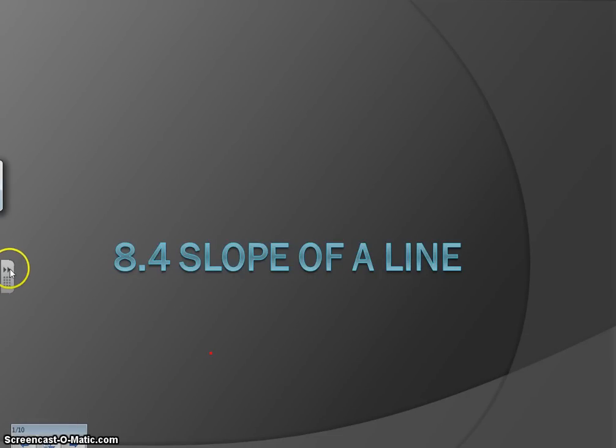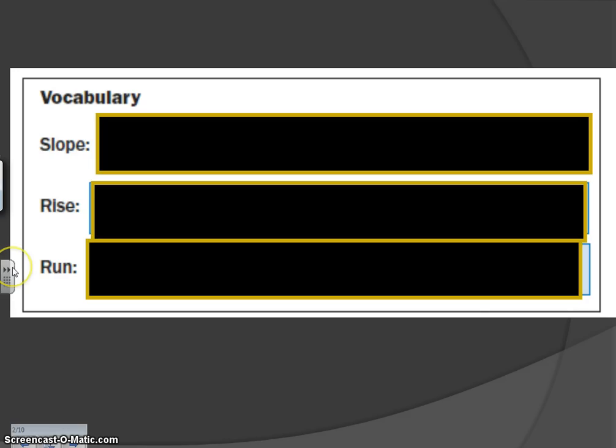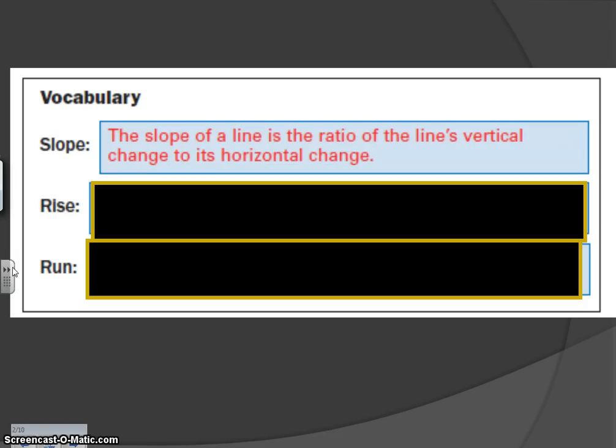8.4, slope of a line. Slope. The slope of a line is the ratio of the line's vertical change to its horizontal change. Remember, the word ratio is a fraction.